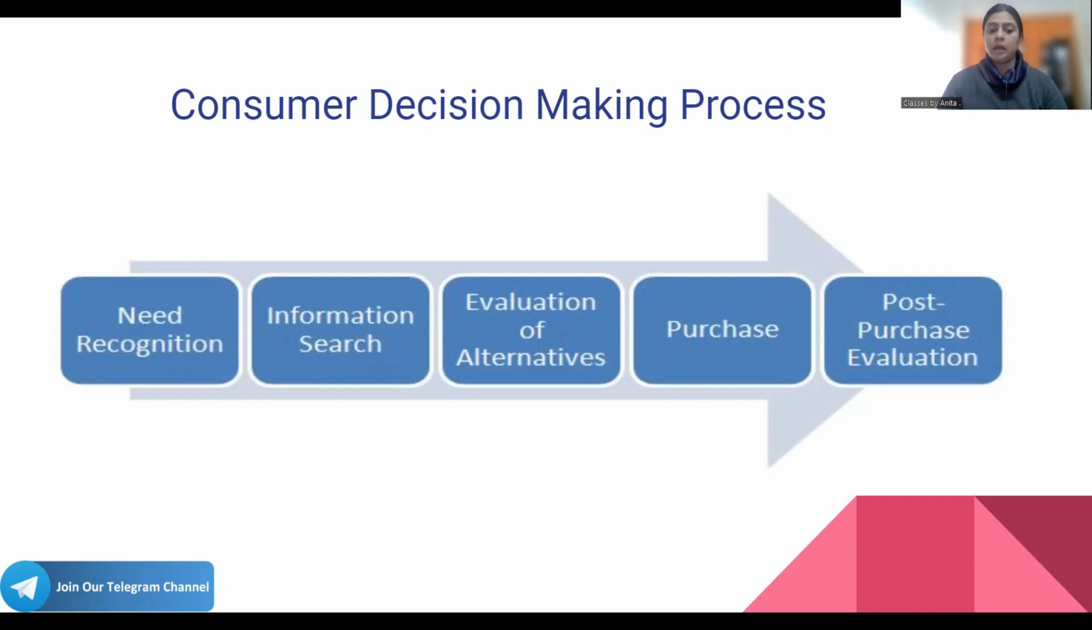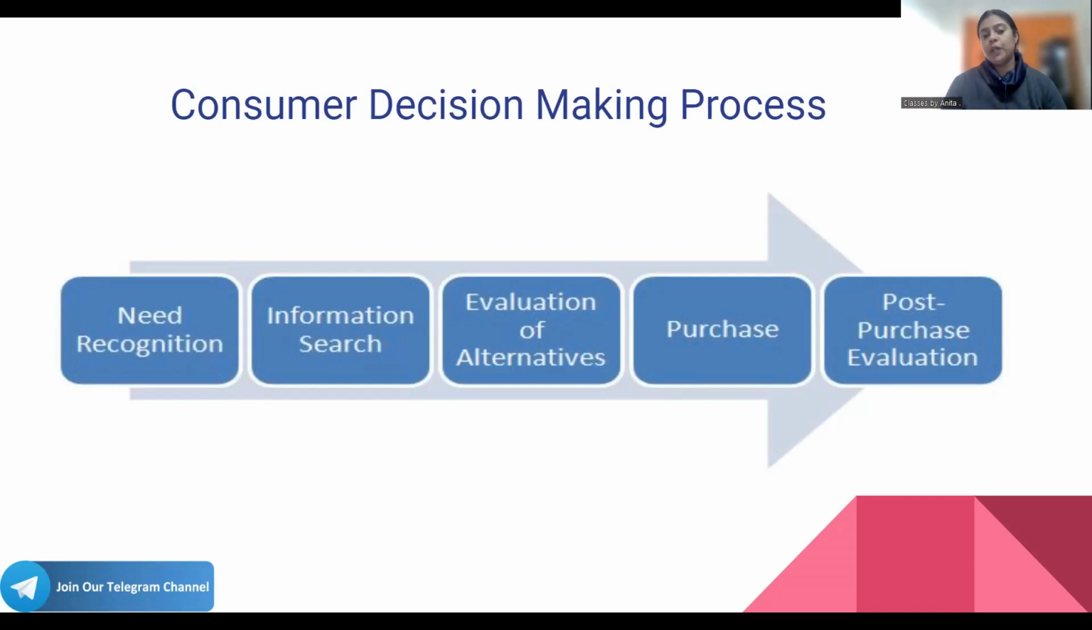Your need is to buy a car. Now you do the information search. Information search could be internal and external both. Internal could be your family, friends, co-workers, and external sources could be radio, newspaper, magazines, right? You read the feedbacks, customer feedbacks of different brands available on the social media platforms.